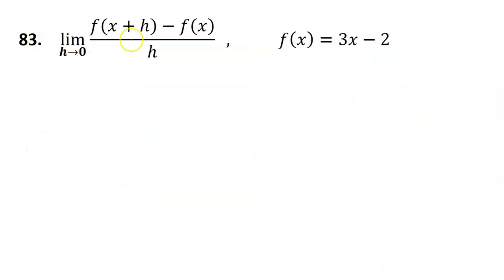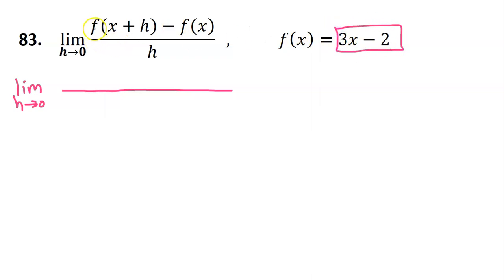Sometimes they will give you the limit with a generic function like f of x in it, and then off to the side they tell you what f of x is. So you have to get comfortable with this. So let's rewrite this. Limit as h approaches 0. But we're going to replace f with the actual function that we're given. So right here where it says function f at x plus h, we're using the function f. So instead of writing 3x minus 2, I'm going to write 3 parentheses minus 2.